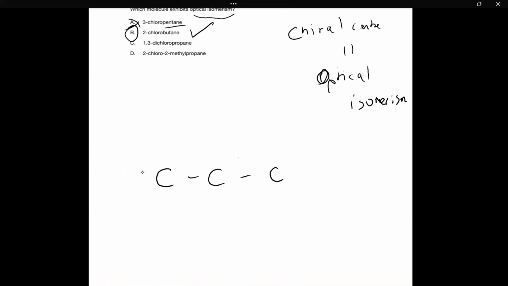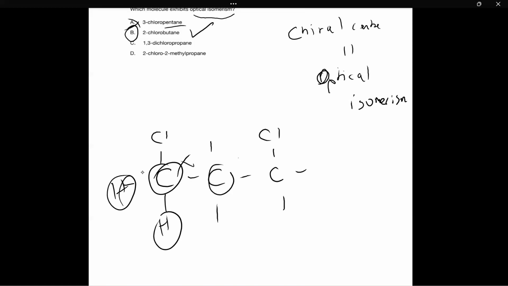So this is propane. So it's 1,3-dichloropropane. Dichloro means there are 2 chlorines, and each of them are on carbon number 1 and carbon number 3, and then the rest are just hydrogens. Well, is this molecule chiral? Well, no, this carbon cannot be chiral because it has 2 hydrogens over here.